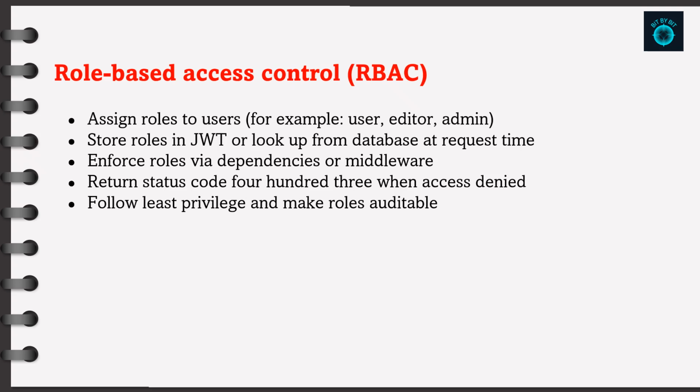Use the least privilege principle. Give users only the roles they need. Keep role names simple and stable, and make changes auditable so you can track who received or lost permissions. For critical permission changes, consider server-side checks or short token lifetimes to avoid stale tokens in long-lived tokens.